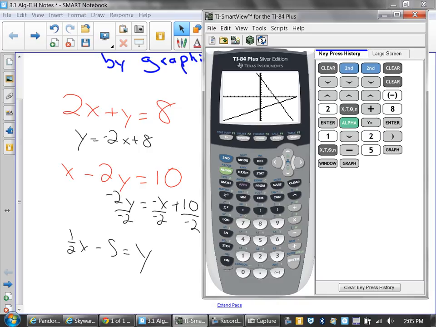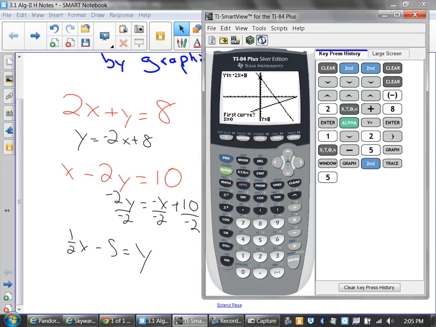Okay. Now, there's a real fancy button here. If we hit second, calculate, where it says trace. Everybody see that? There's a button that says intersect. It's above trace. Top row. All right. Thank you. Pick 5.